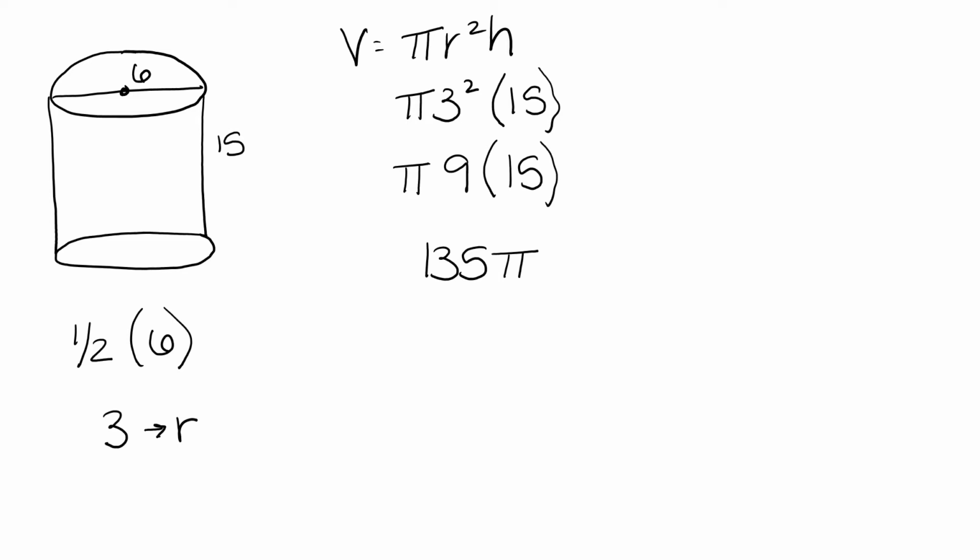And then we multiply by pi. The directions tell us to multiply by 22 over 7. And when we do that, we end up with the decimal of 424.2857 and a bunch more random numbers.